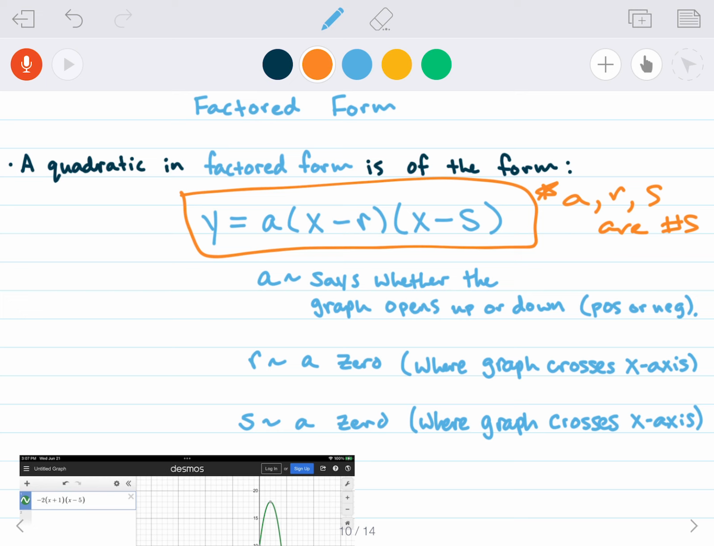Now, it could be that your graph never crosses the x-axis, and that means that you're not going to have any real zeros. It could also cross the x-axis only once, or touch the x-axis only once, and in that case, it's only going to have one real 0.